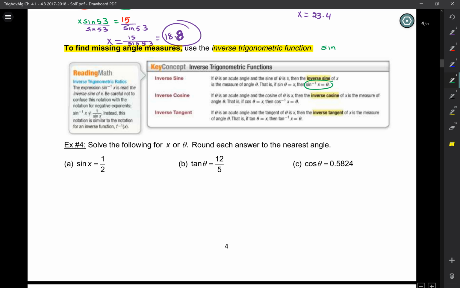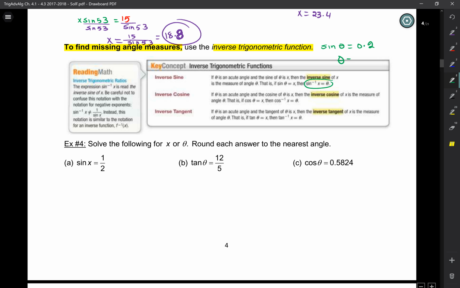Now suppose I have an equation that says sine of theta is equal to 0.2. What does that tell me? That tells me that there was this mysterious angle theta. I found the sine of it and I got 0.2. So how would I know what that mysterious angle is? To solve for theta, I take the inverse sine of 0.2. Inverse sine gives me the angle for which I know the sine, cosine, or tangent.